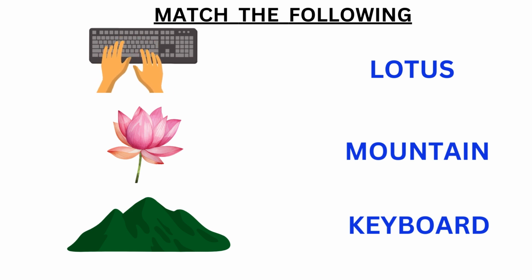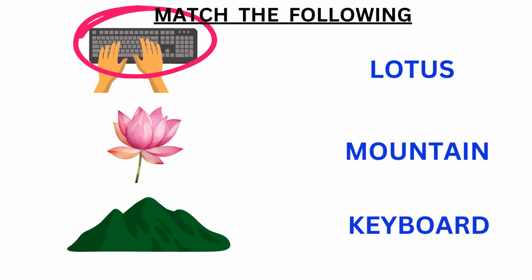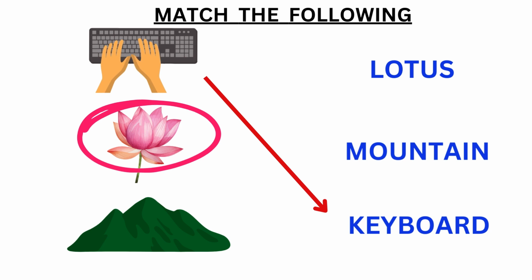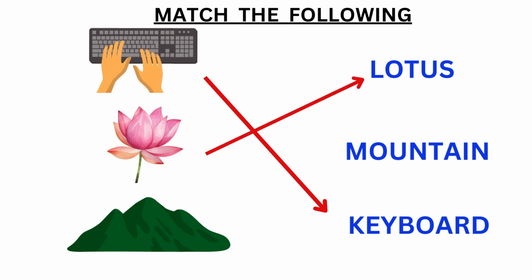Number one, we have a set of keys arranged for typing on a computer. What do we call this device? It's the keyboard. Second, a beautiful flower often associated with purity and enlightenment. Can you guess its name? It's the lotus.